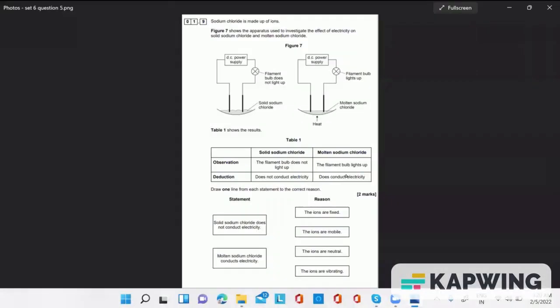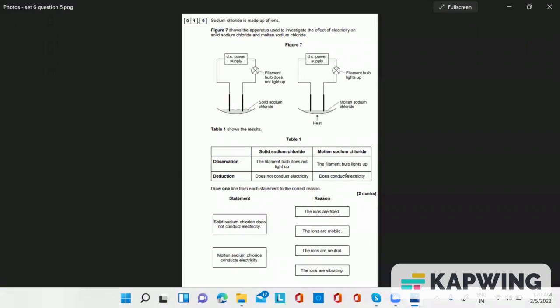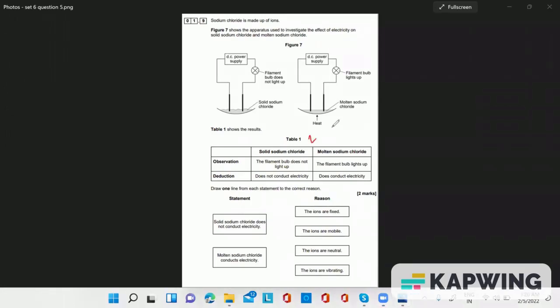Today, I will discuss another question from GCSE Combined Science Trilogy, paper code F, Foundation Tier, Chemistry paper 1F, Thursday, 17th May 2018 morning paper. This question is based on a figure showing an apparatus used to investigate the effect of electricity on solid sodium chloride and molten sodium chloride. Based on this, a statement and a reason have also been formed, and there is also Table 1 which tells us about the observations and deduction.